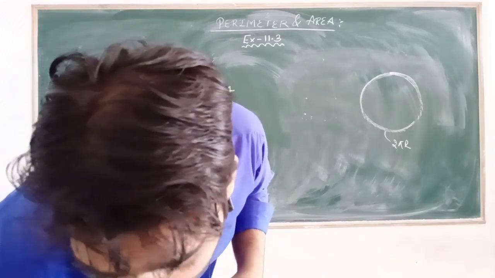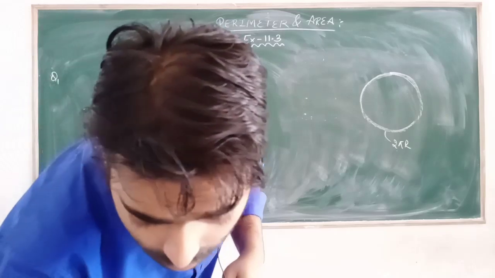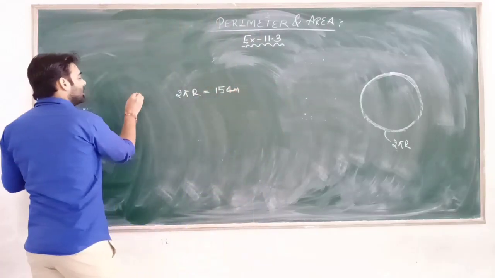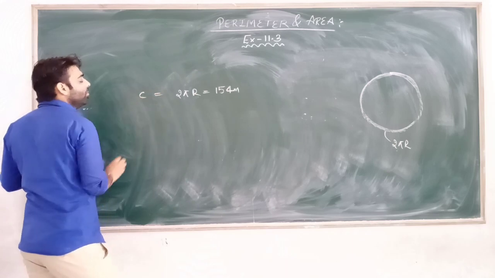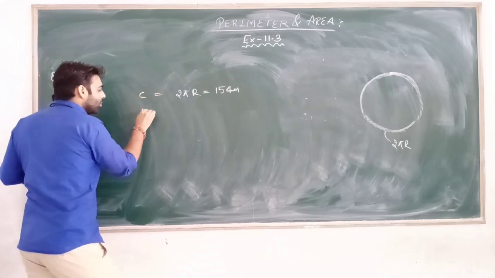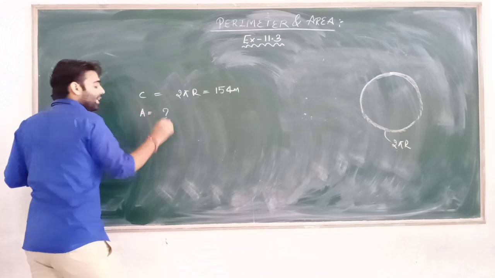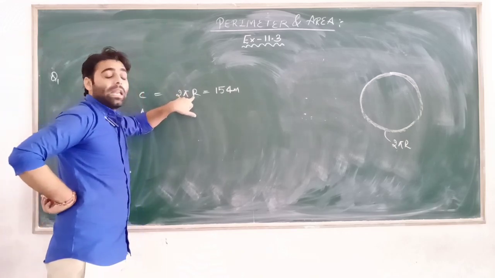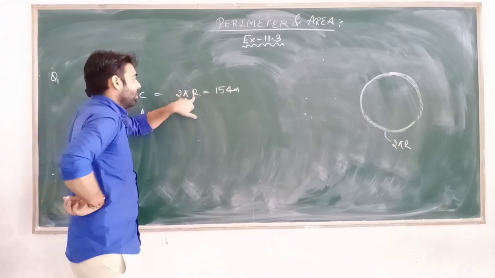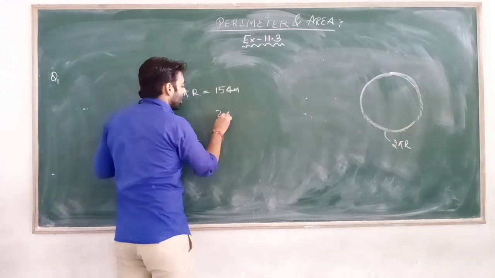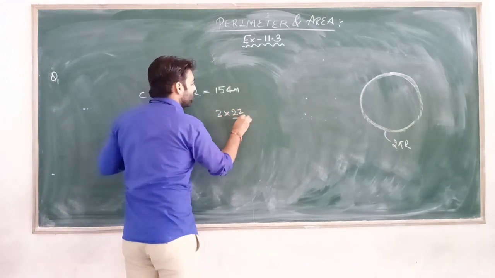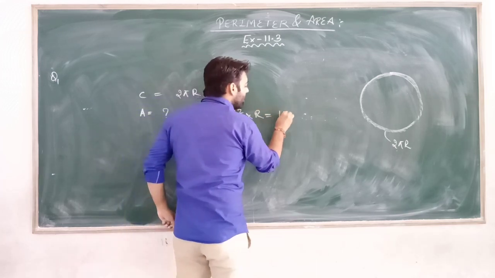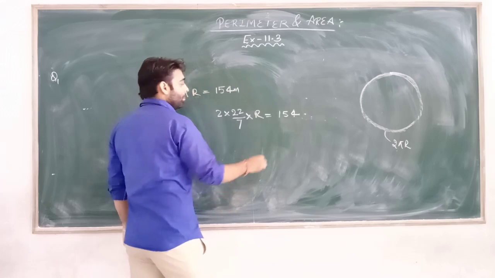The circumference of 154 meter has been given, and C is the circumference. We have to calculate the value of A, that is area. From this equation, we will calculate the value of r. Firstly, put the value of pi, that is 22 upon 7 into r equals 154 meter.